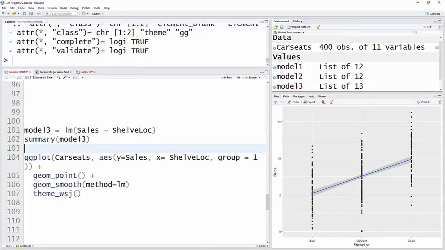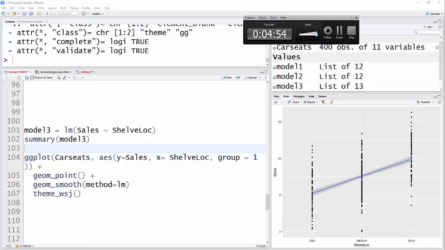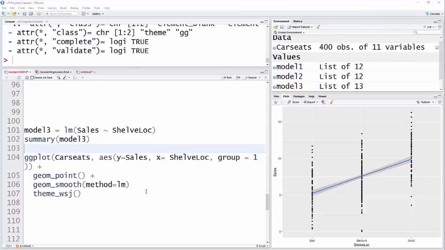Okay, I did figure out how to get a line on here, and I went ahead and left the standard error on there as well this time. The key was, after the ggplot data set and the aesthetics, y is equal to sales, x is equal to the shelf location, I had to put group equal 1. So when you have a categorical or factor variable and you want to make a line between the means of each group, just add that. And I used geom_smooth with method equal lm, and that produced this.